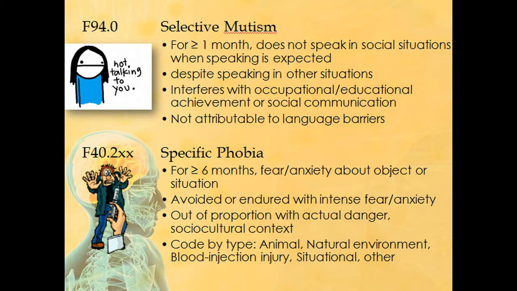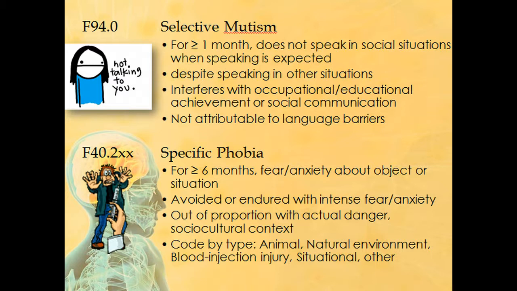So anyway, with selective mutism, it is an anxiety-based response, meaning the person does not speak in social situations despite speaking in other situations. So they may, for example, talk online, they may talk with a family member in a house, but outside of that, for example, at school, or in a clinic setting at counseling, they may not open up at all. It interferes with occupational or educational achievement or social communication, obviously, because it's very difficult to do well in school if you're not talking to anybody. You can't answer questions if you're called upon. You can't answer questions if you don't understand the material.